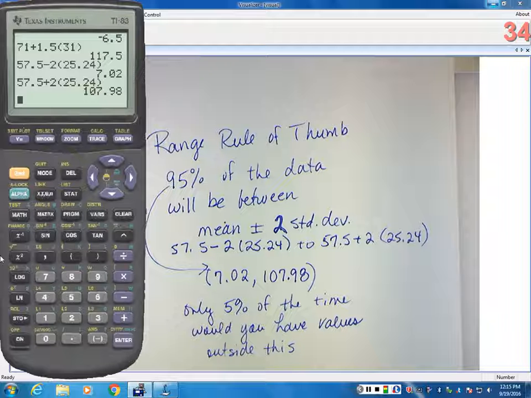6, 5, 4, 3, 2, 1, 0, negative 1, negative 2, negative 3, negative 4, negative 5, negative 6.2. Okay, so the lower fence is actually below 6. What would it have to be to be an outlier? Negative 7, negative 8, which, you know, in speeds of roller coasters wouldn't make any sense. Even 0 wouldn't be.